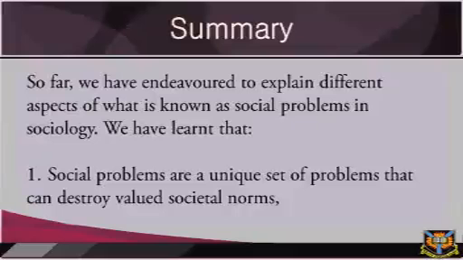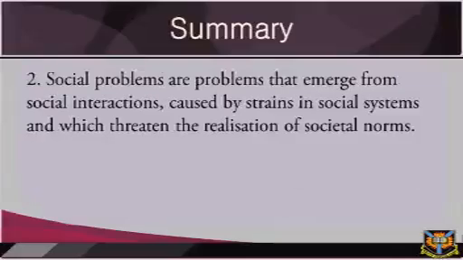Summary for study session 4. So far, we have endeavored to explain different aspects of what is known as social problems in sociology. We have learned that social problems are a unique set of problems that can destroy valued societal norms, cause serious breakdown of law and order, lead to revolution, or bring about the demise of nations. As such, social problems are problems that emerge from social interactions caused by strains in the social system and which threaten the realization of societal norms.